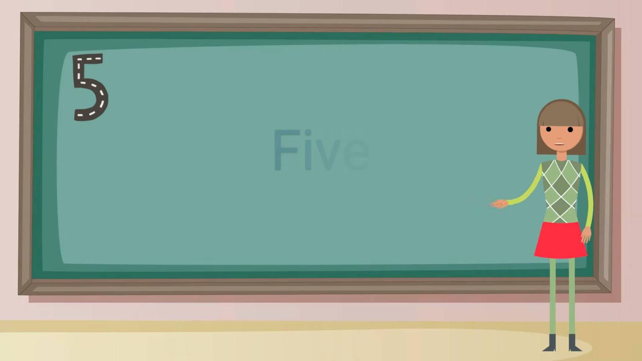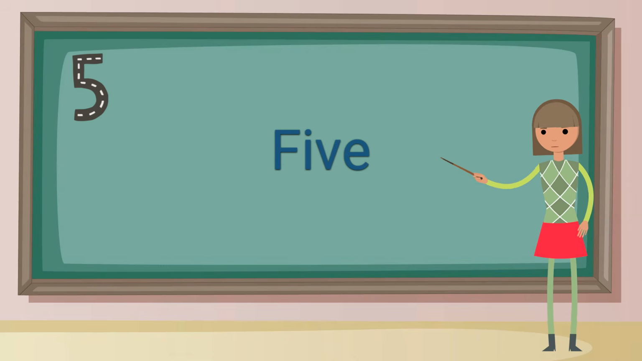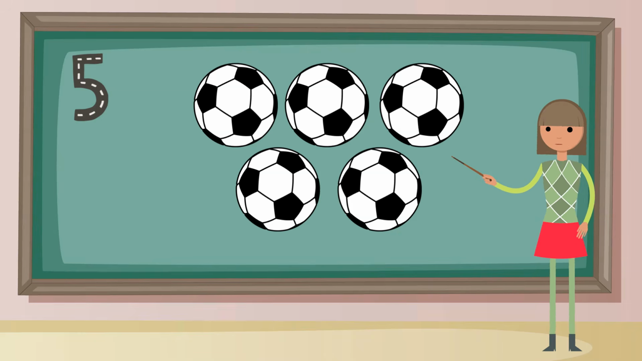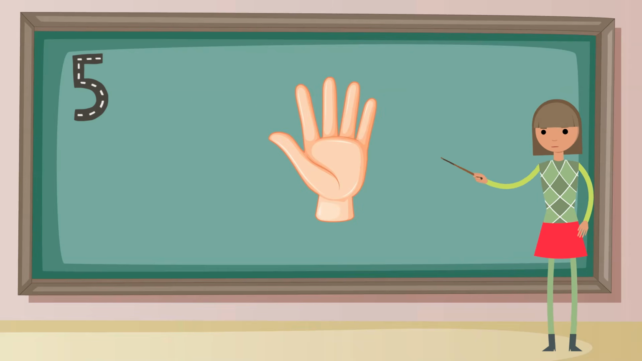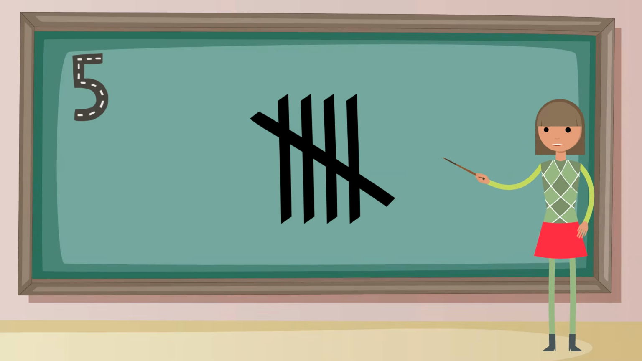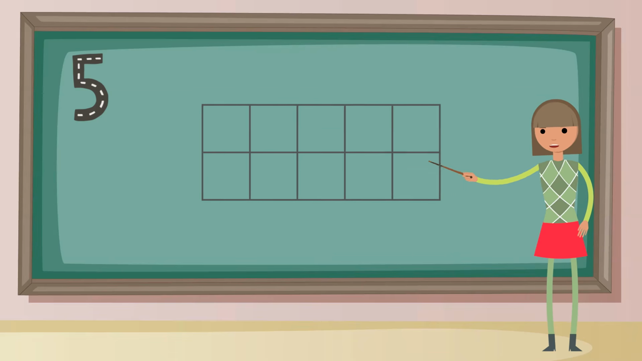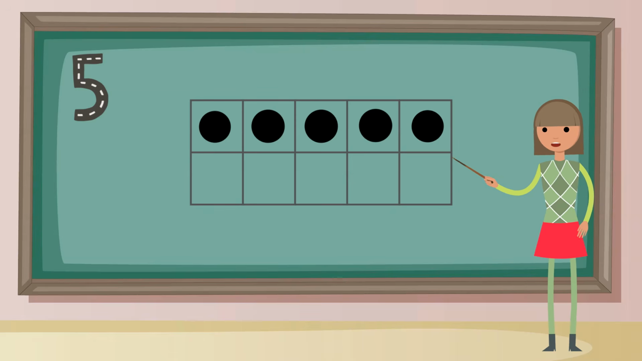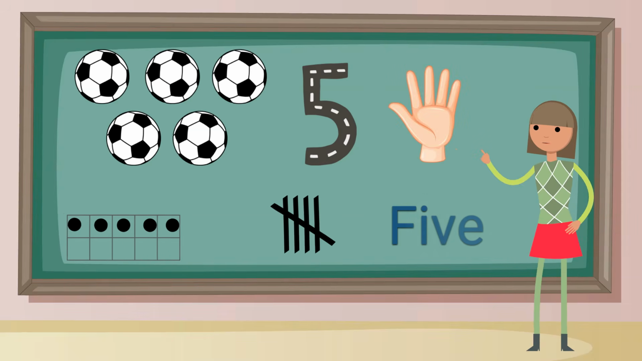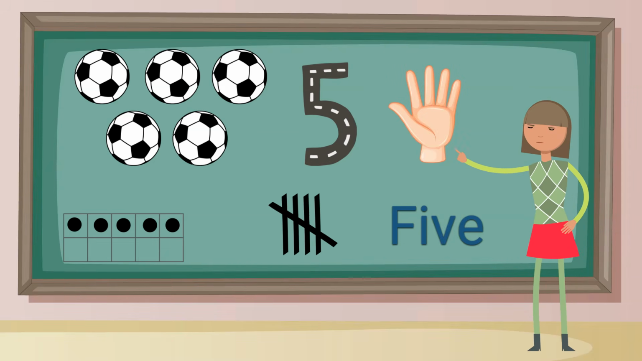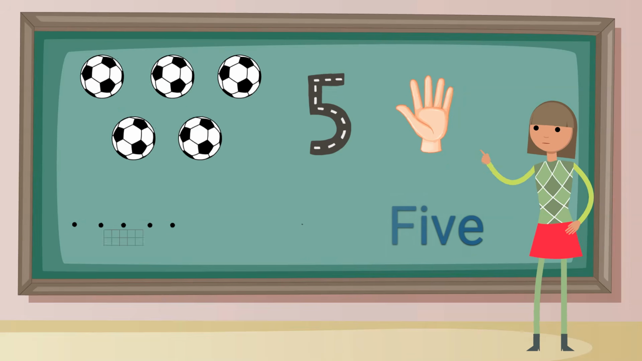We can use letters and write 5. We can have 5 objects. We can show our 5 fingers. We can have 5 tally marks. Or we can have 5 dots on a tens frame. These are some of the ways you can use to represent number 5.